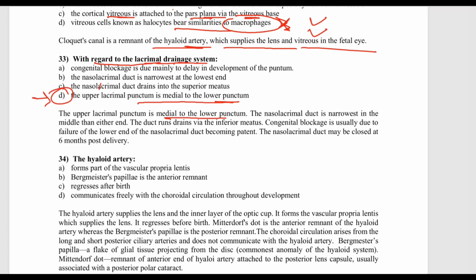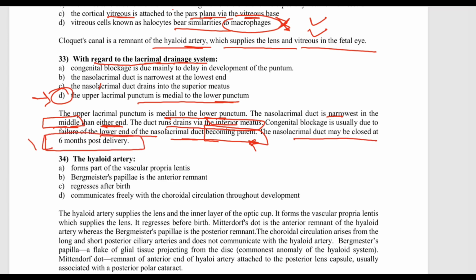The upper lacrimal punctum is medial to the lower punctum. The explanation of the other points: the nasolacrimal duct is narrowest in the middle rather than at the ends. The duct drains by the inferior meatus. Congenital blockage is usually not due to developmental delay. Remember that it is due to failure of the lower end of the nasolacrimal duct becoming patent. It does not open, that's why congenital blockage is there. The nasolacrimal duct may be closed at 6 months post delivery. This is very important.